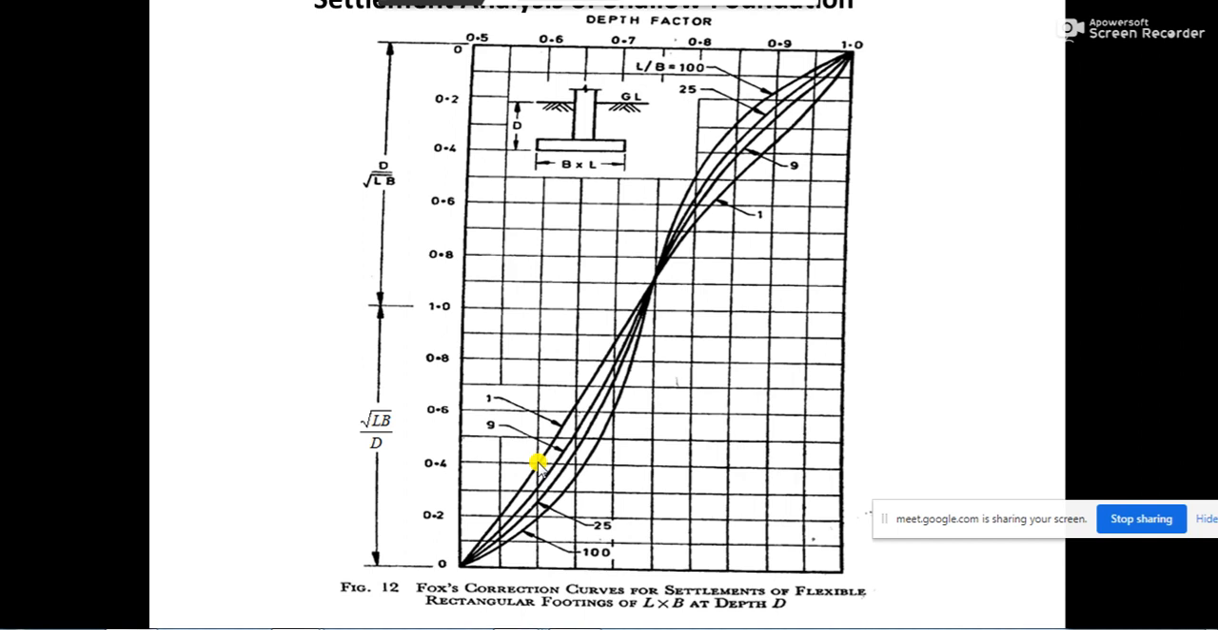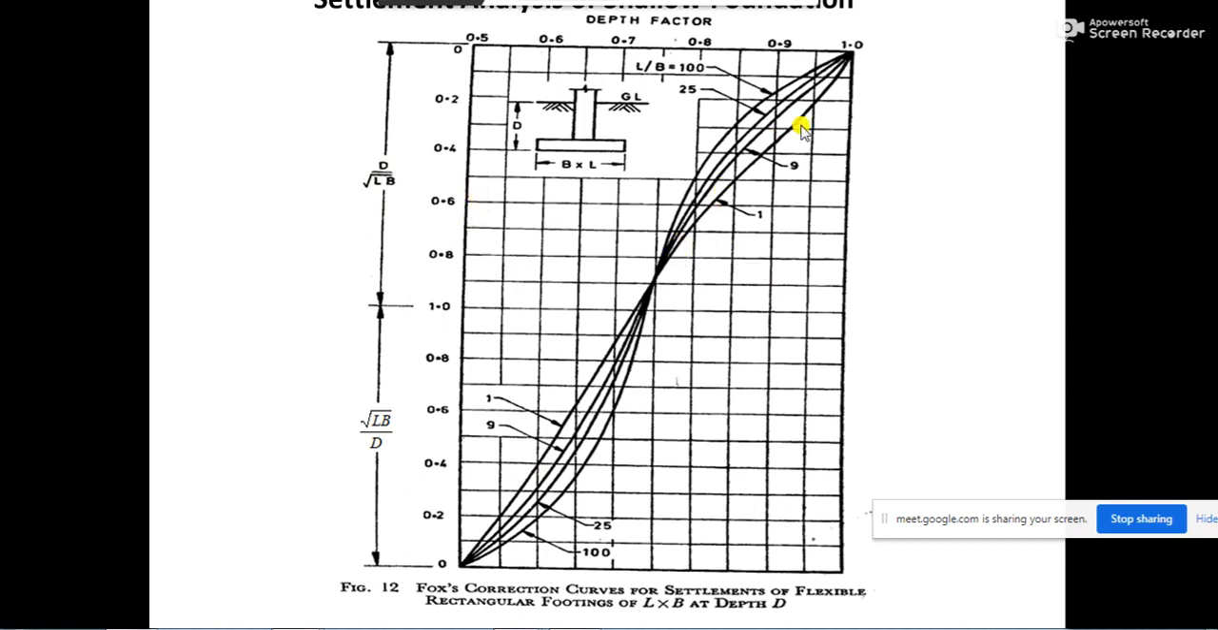That means one portion of the chart, the top portion, from 1 to 0, gives a relation between d by root over LB and the depth factor. The bottom portion of the chart gives a relation between root over LB by d and the depth factor. Okay. So when you get the value of d by root over LB, let's say you are getting 0.6.